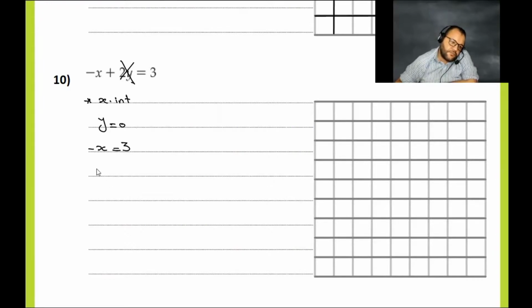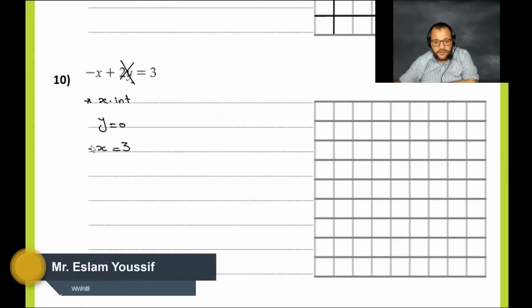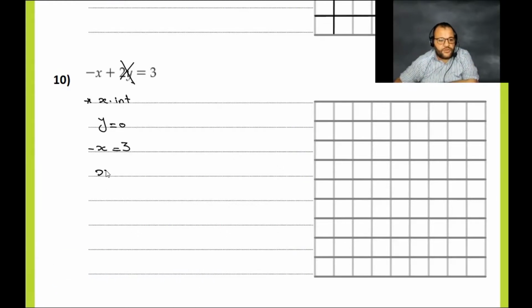Then divide by negative 1. Why do you divide by negative? Because negative x means negative 1 times x. For multiplication, if you want to solve it, we shift it to the other side by division. Alhamdulillah, so x is equal to 3.